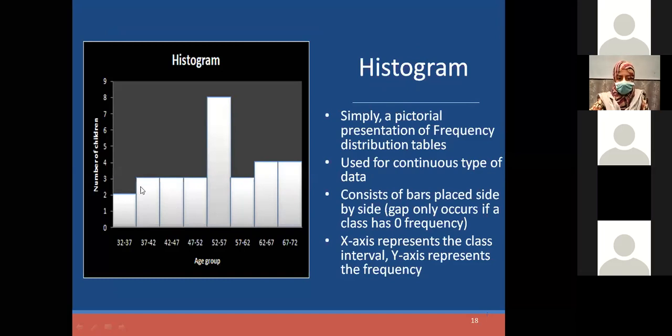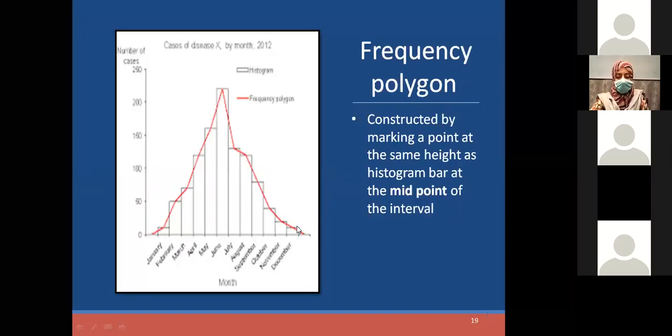I will follow this bar and go towards the second bar to the midpoint, 37 to 42 years, followed by 42 to 47 years, and then 47 to 52 years, and then I'll go towards the highest peak, 52 to 57 years, and then my line will go down and then up again, and then up again. That's how it will go, and it can reach the x-axis also.